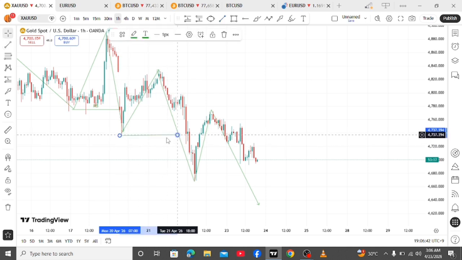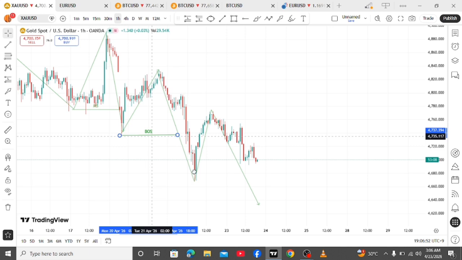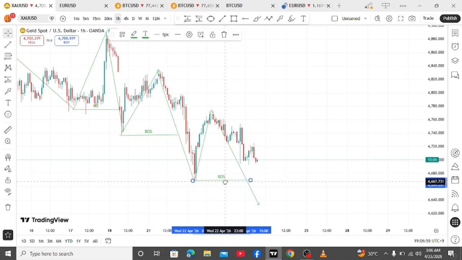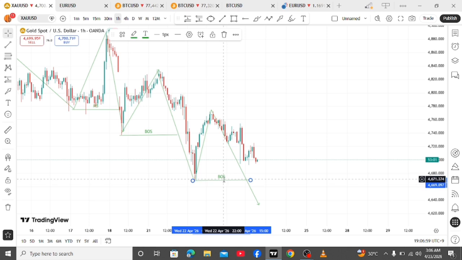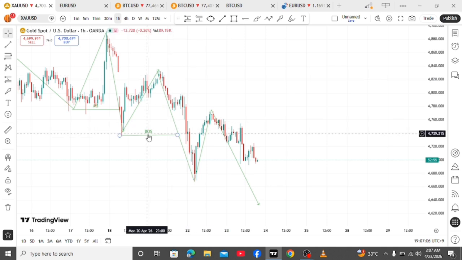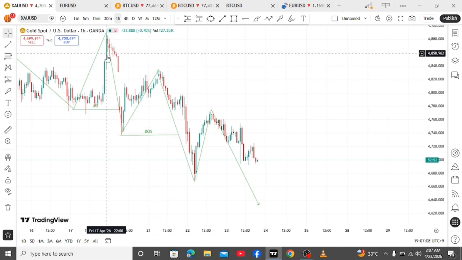This is a confirmation that the market is really going down. And we have another break of structure here. No, I don't think so. We don't have a break of structure here because the market is still here. So let's delete this for now. So this is our break of structure, meaning these are confirmations already that the markets are really going down.